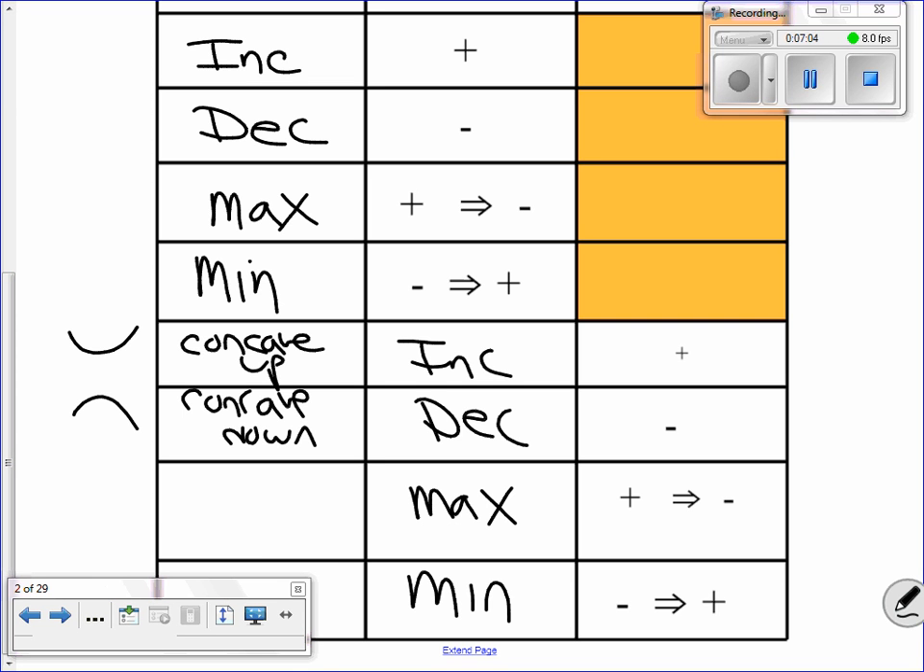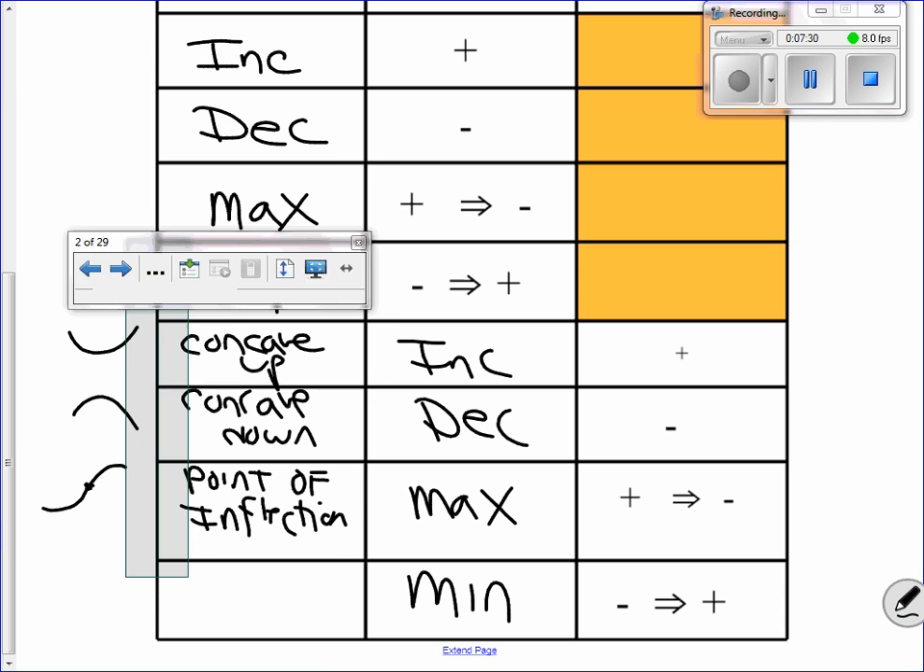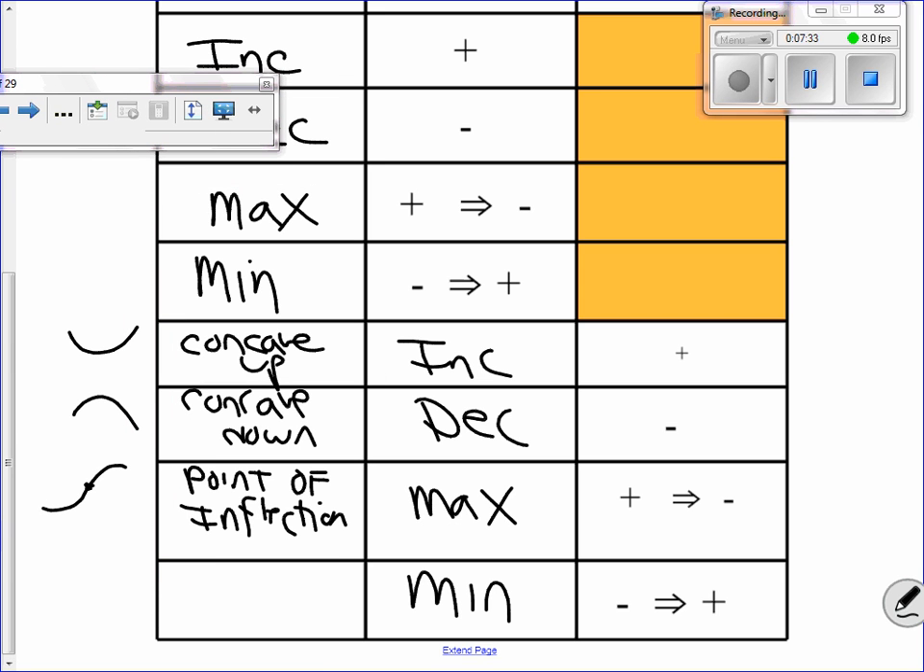If the second derivative is changing from positive to negative, what's going on with the actual function? Point of inflection, because that's telling you that your graph is concave up and then concave down, right? We call that a point of inflection. And if the second derivative is changing from negative to positive, you still have a point of inflection. It just means your graph's concave down and then up.